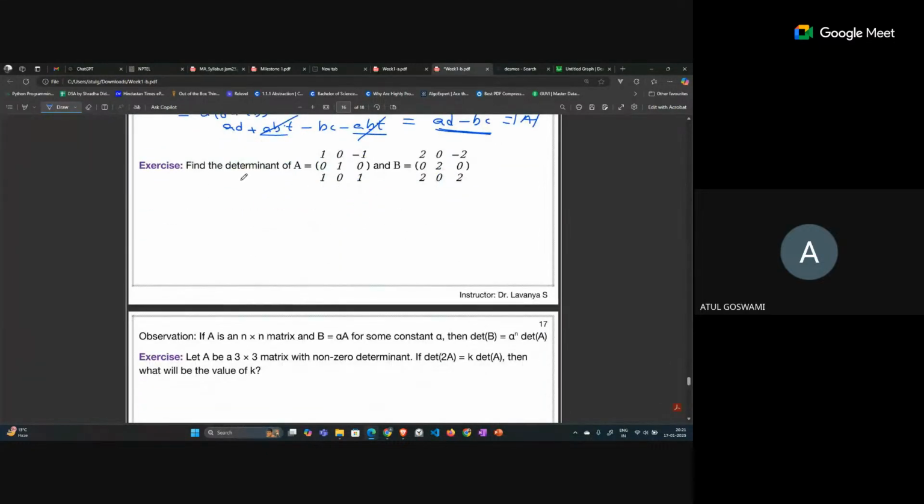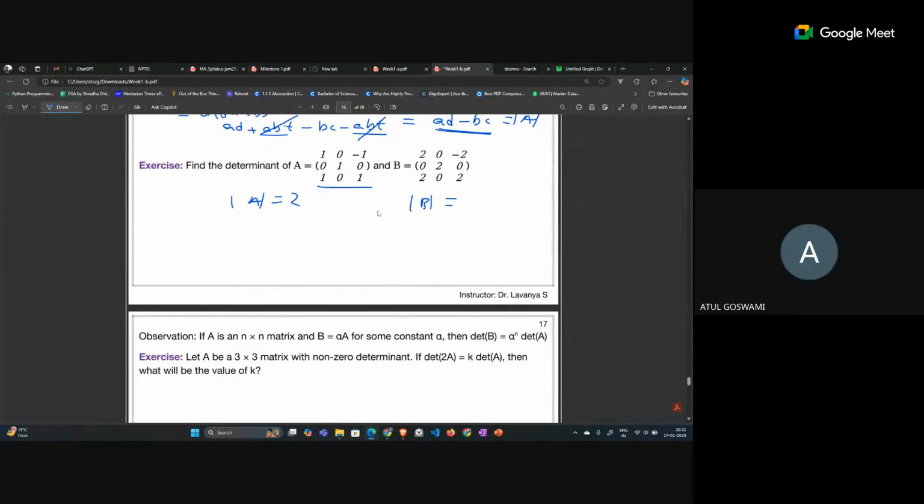Find the determinant of A and the determinant of B. So what is done in these two matrices? This is A, and we are multiplying the first row by 2, and the last row by 2, and the middle row is also multiplied. So the entire matrix is actually multiplied by 2. Can you tell me quickly what would the determinant be? Suppose the determinant of A. It's double the determinant of A.